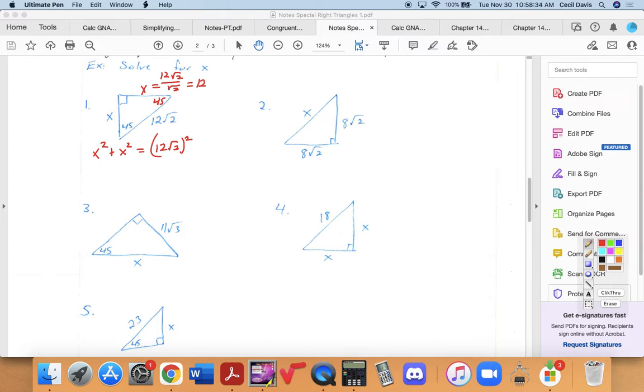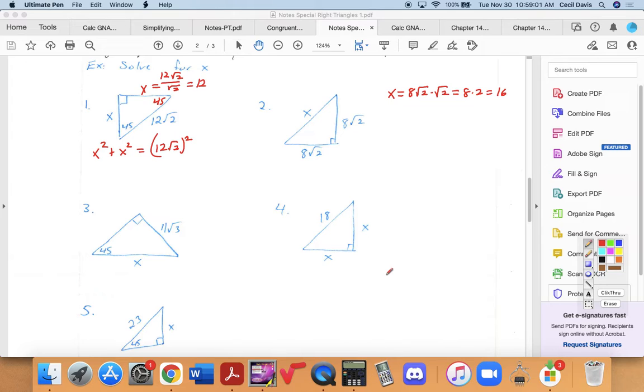All right, how about this next one? I've got the legs this time. How do I find the hypotenuse? Nope. I multiply by the square root of 2. So it'd be 8 times 2 is 16. Still much faster than doing the Pythagorean theorem.